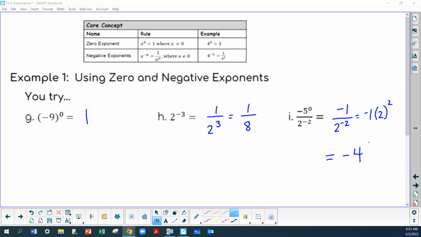And the third one, letter I, is a little tricky. The top, of course, is going to be -1 because the negative was not affected by the zero property. The bottom, 2 to the -2, becomes 2 to the +2. Since it was in the denominator, it moves to the numerator. And then I have the negative times 2 squared, which is -4.